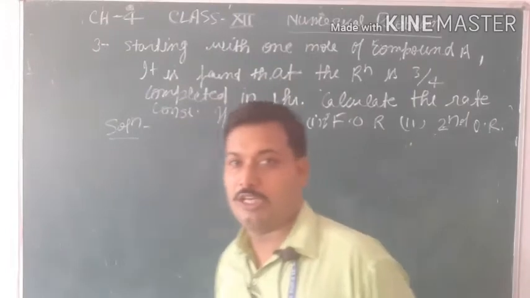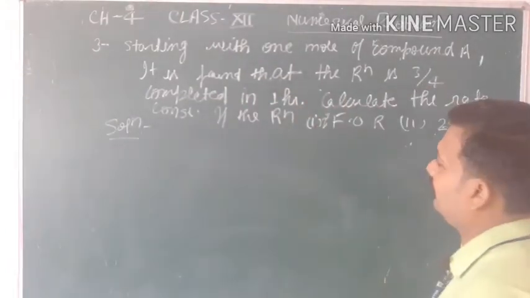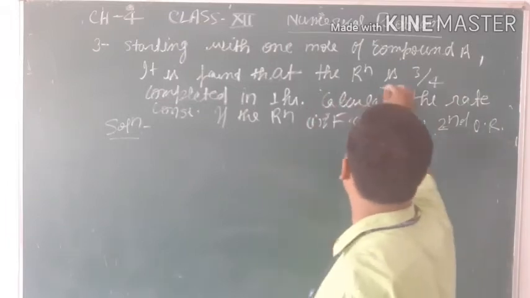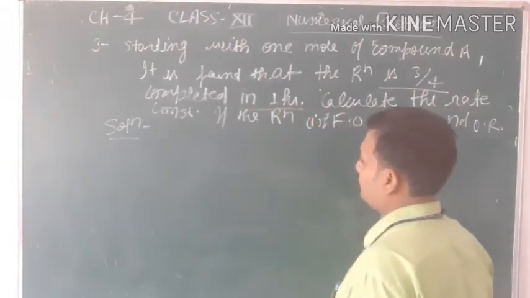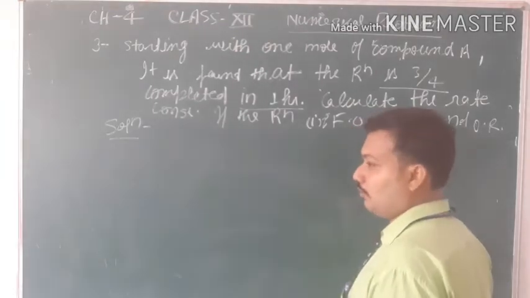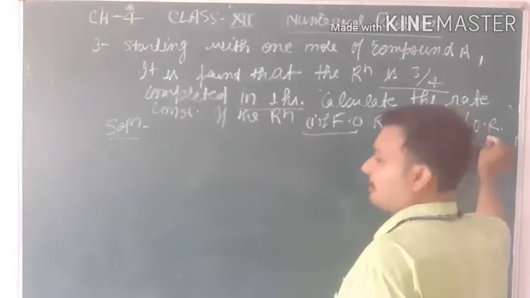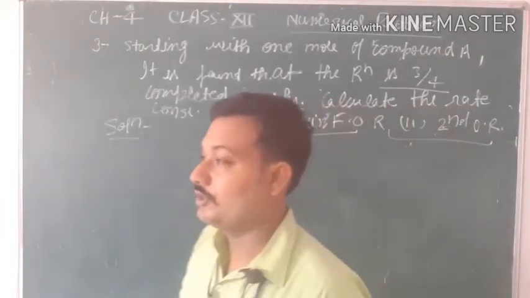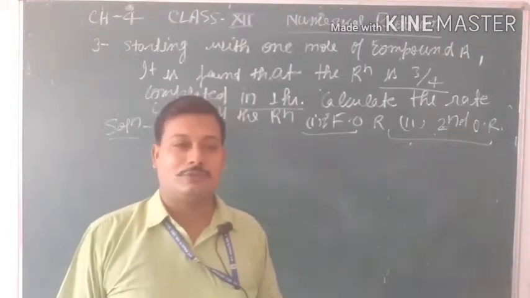Now the third problem. Starting with 1 mole of compound A, it is found that the reaction is 3/4 completed in 1 hour. Calculate the rate constant if the reaction is first order and second order. So students, try to understand this problem. It is a very important problem regarding the board examination.